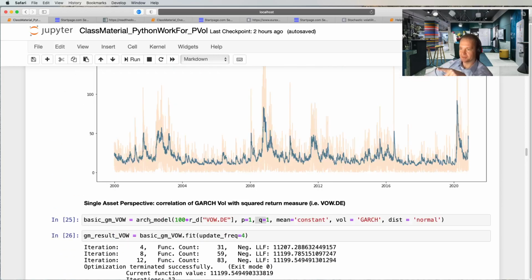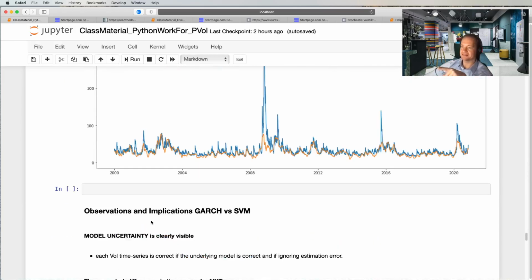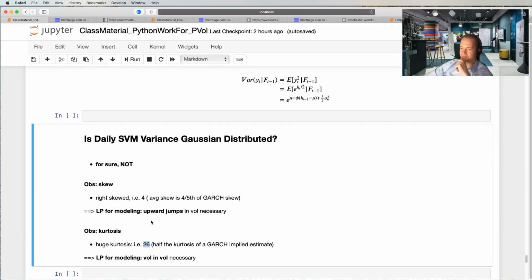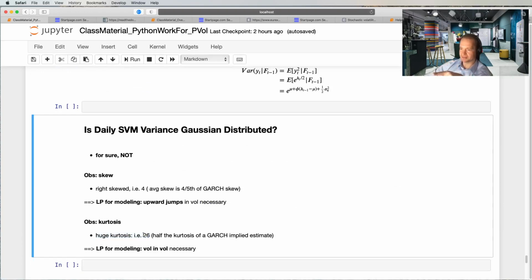Did I compute that for the GARCH? I didn't. Okay, but you can do it. But the takeaways are correct. 26, half the kurtosis of the GARCH, which means if you have a GARCH, you have more excess kurtosis, you need more vol of vol, and you need more upward jumps.